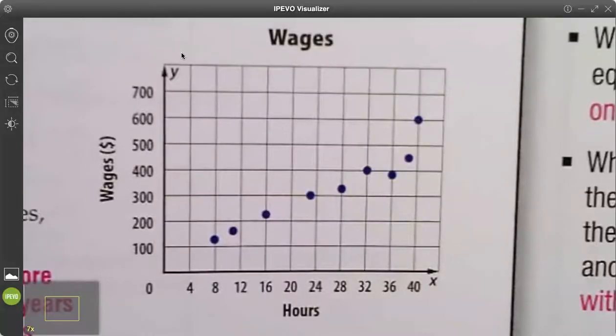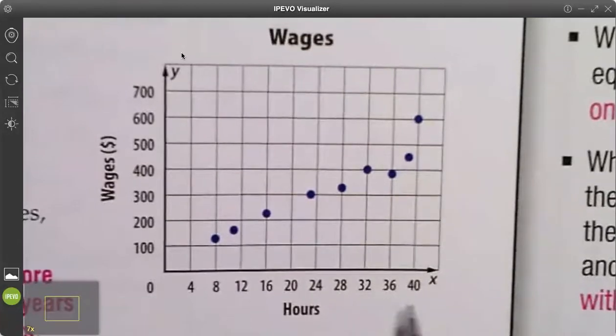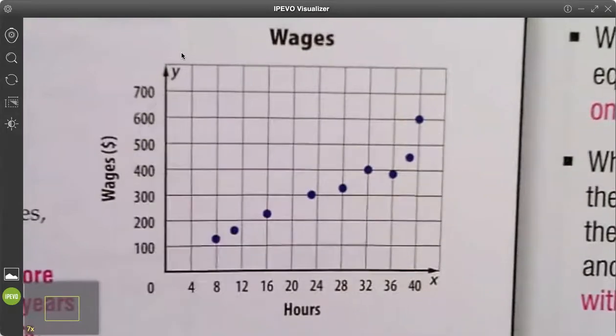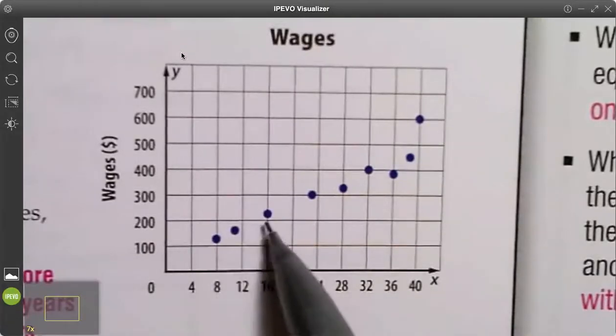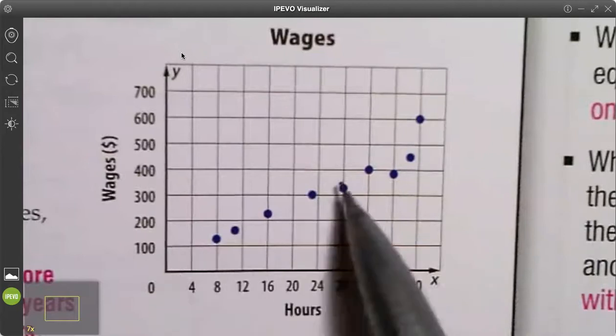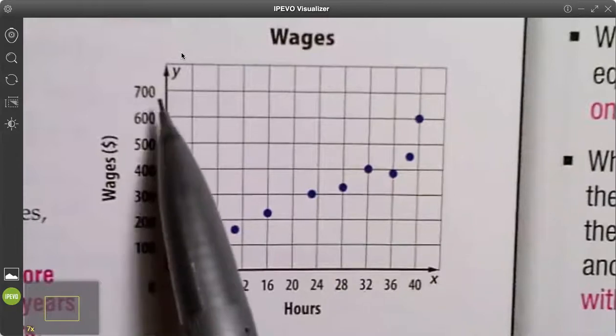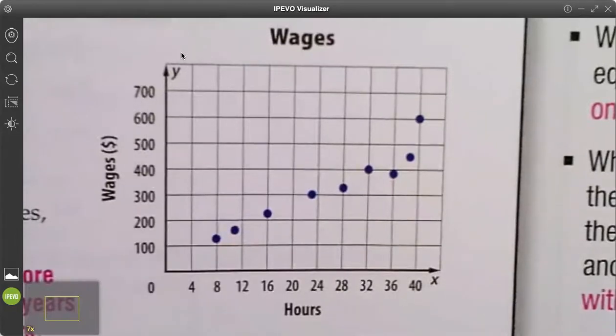Here's a scatter plot dealing with wages. The x-axis is labeled as hours worked, and the y-axis is labeled as wages earned in dollars. It asks, does it have a positive or negative or no correlation? Well, I can look at the data and realize this has a positive correlation. As hours worked increases, wages earned increases. And that makes sense. The more hours you work, the more money you make.